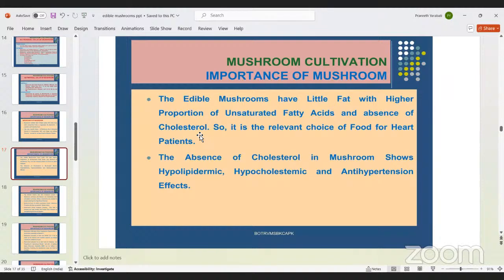The absence of cholesterol in mushrooms shows, based on the nutritional content, why we are preferring them as edible mushrooms. The absence of cholesterol in the mushroom shows hypolipidemic, hypocholesterolemic, and anti-hypertension effects.